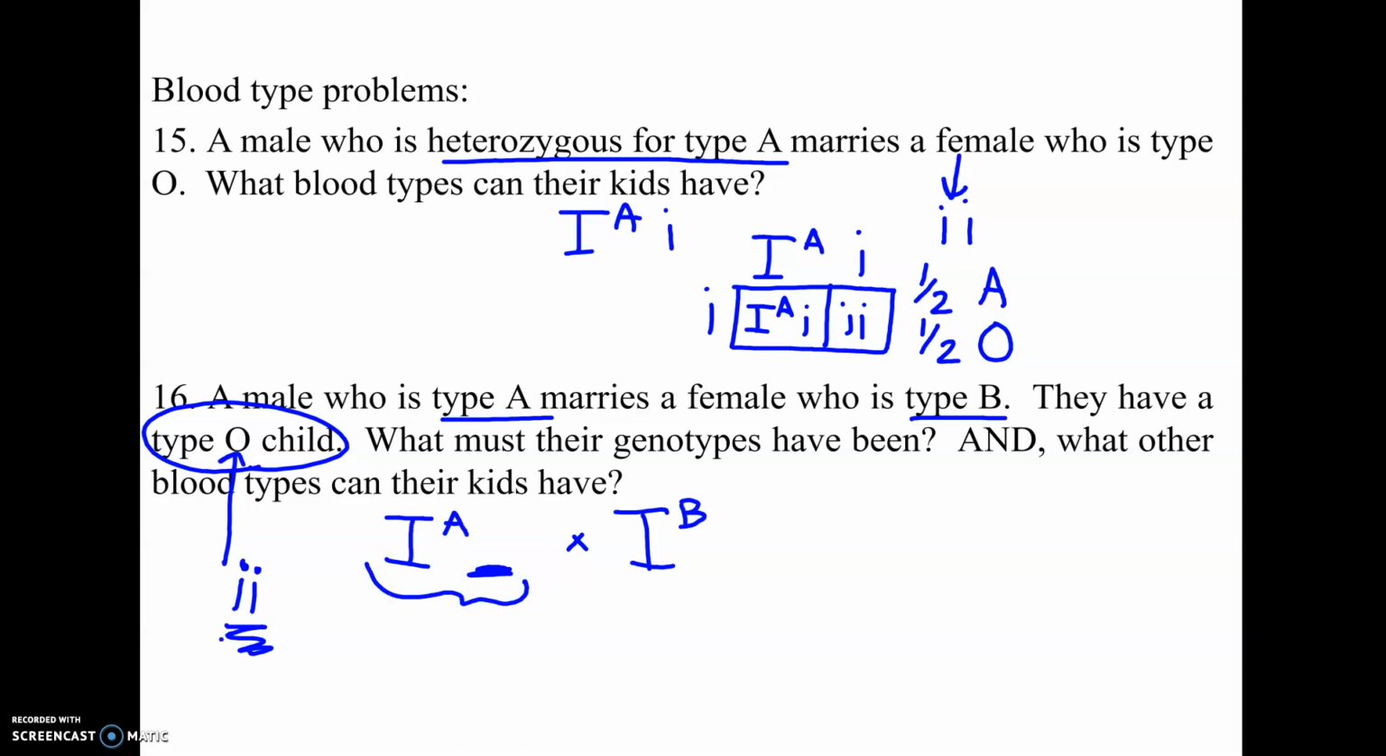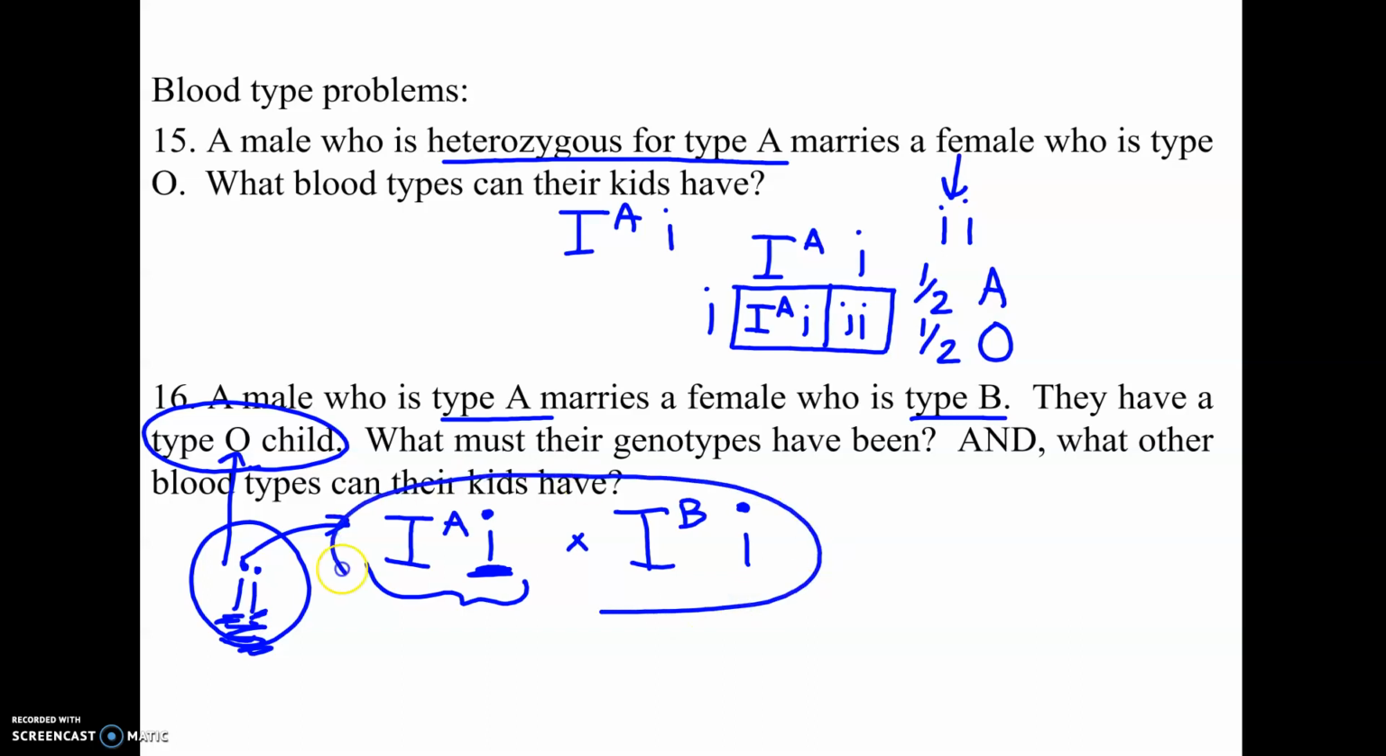In other words, we know he's type A, but how do you know if he's I^A I^A or I^A little i? Well, if they had a child that was O, that tells us each of them had to be carrying little i, because that child had to have gotten a copy of little i from both parents. So this is our cross, and it would look like this: I^A little i, I^B little i.